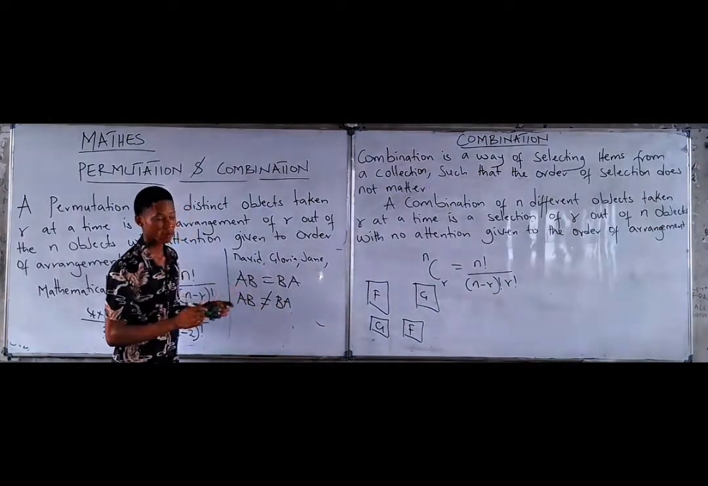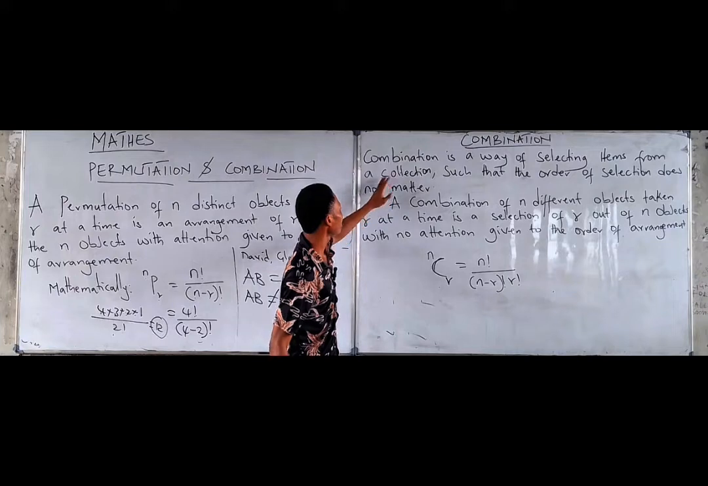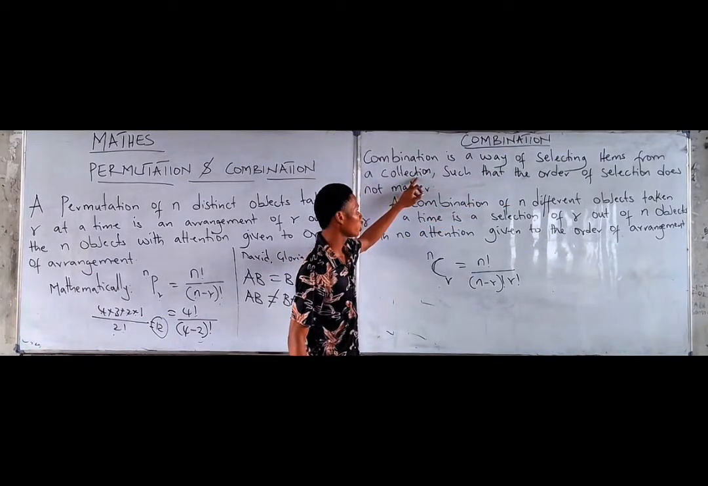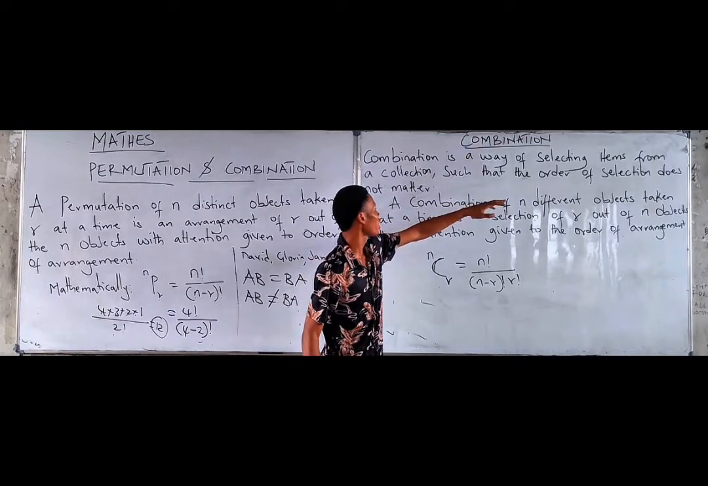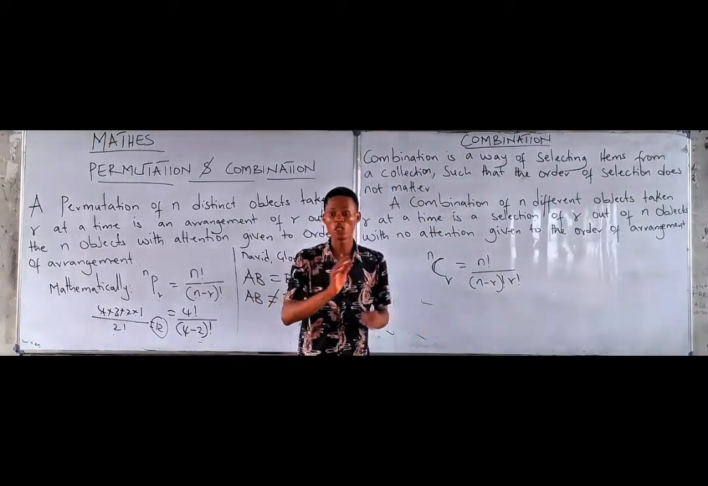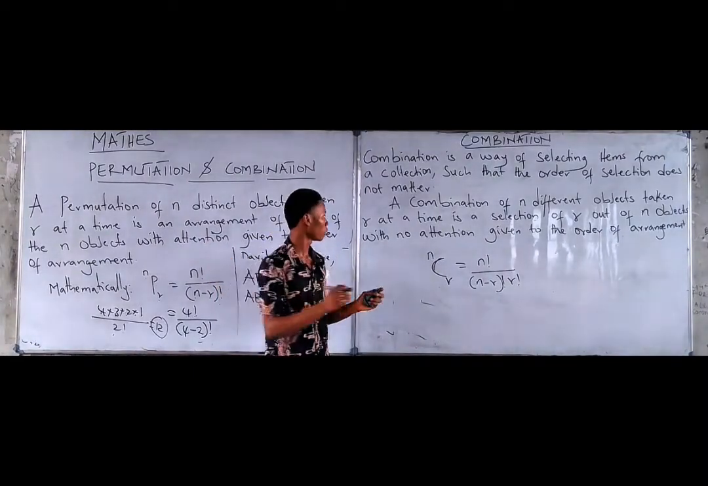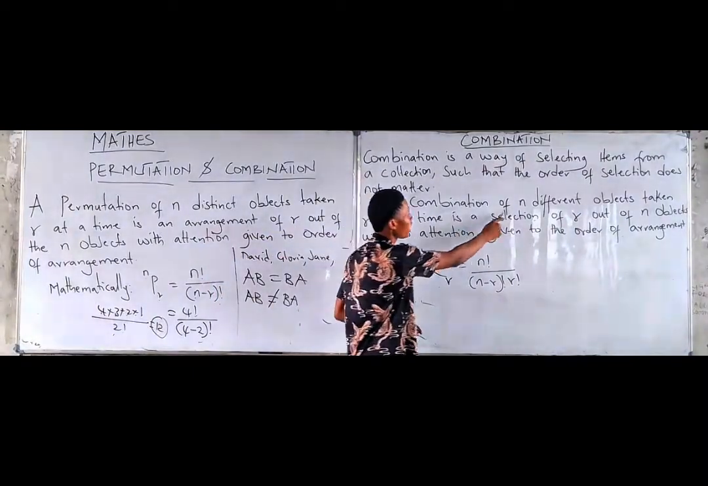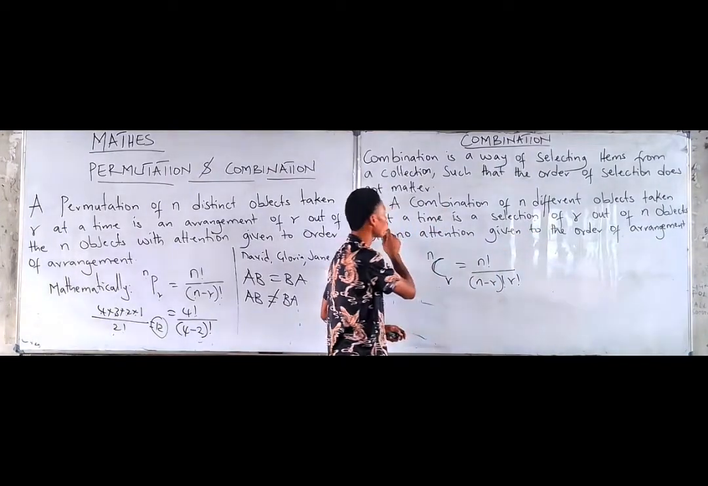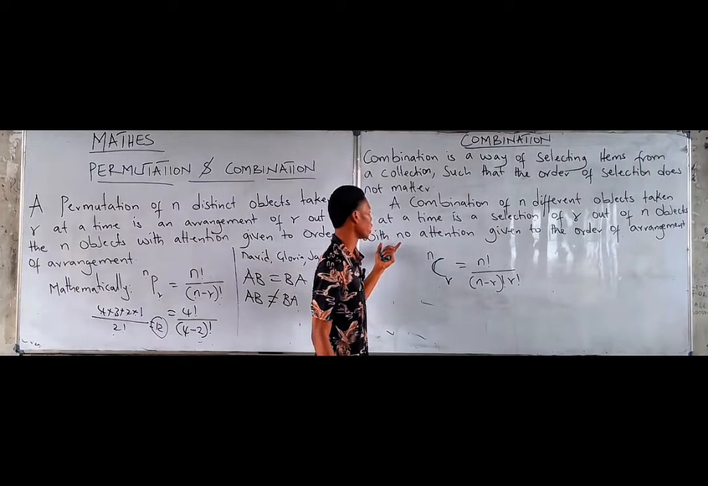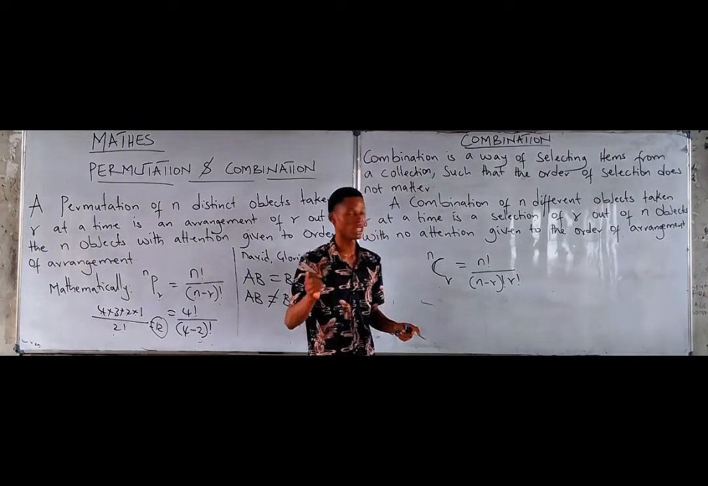Do you understand that? In combination, we said combination is a way of selecting items from a collection such that the order of selection does not matter. The order of the collection does not matter. The way you are arranging it does not matter. Now we say a combination of n different objects taking r at a time is a selection of r out of n objects with no attention given to the order of arrangement.